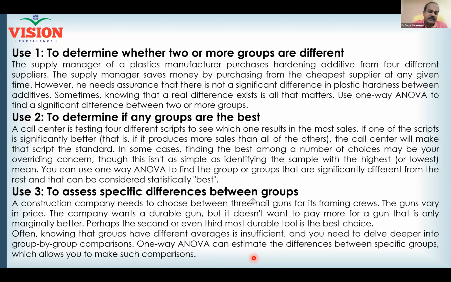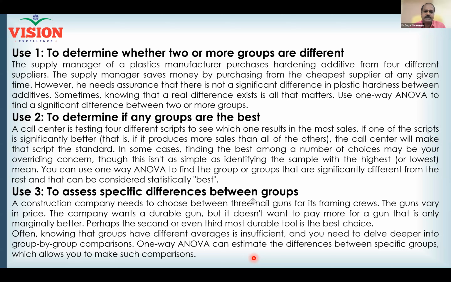How will you find the significant difference? How will you ensure the difference is significant? What is the tool you normally use? P-value. Very good, p-value. Right? Based on certain criteria, you set the p-value, and whenever that criteria is fulfilled, you will call the difference a significant difference. So these are some examples.